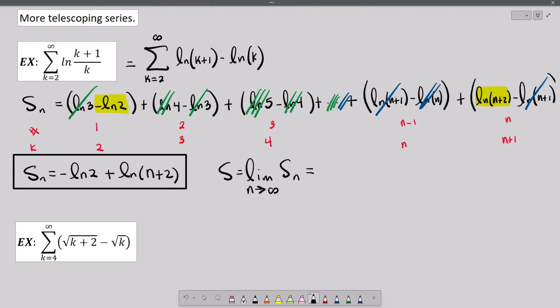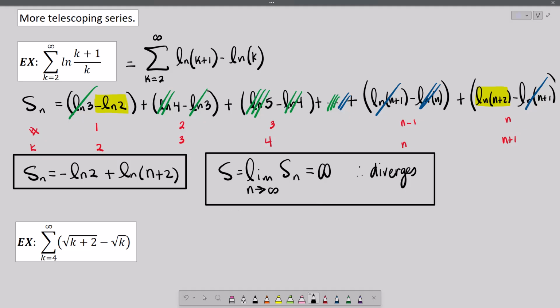So what is S? It's infinite. The limit of this natural log function, natural log, goes up towards infinity. So the limit of this is infinite. This is a constant, a small constant. Subtracting off that's not going to offset this part that's going to infinity. So we end up with a series that diverges. So S is infinite. So our series diverges.